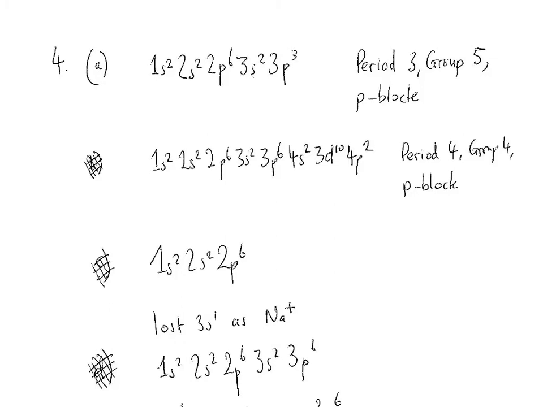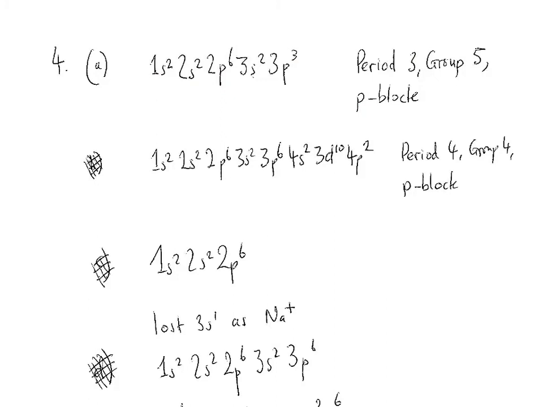For A, you need to work out the electron configurations for different atoms. The first one was the phosphorus atom, which is in period 3, it's in group 5, so it's a P block, and it's 1s2, 2s2, 2p6, 3s2, 3p3. Phosphorus has a total of 15 electrons, and you can check that by adding up the superscript numbers. They equal 15. Next is germanium, which is period 4, group 4, P block.